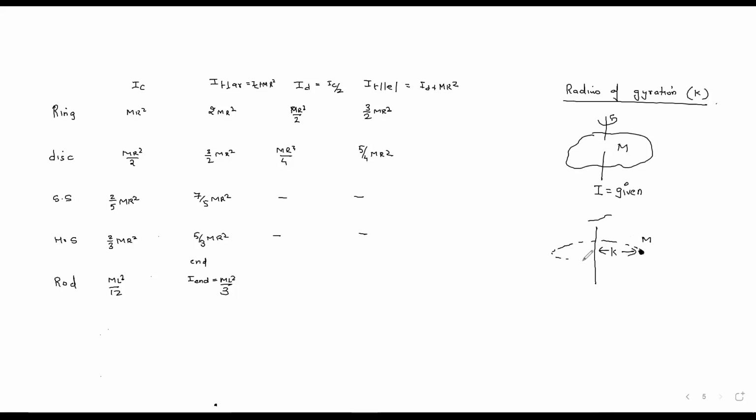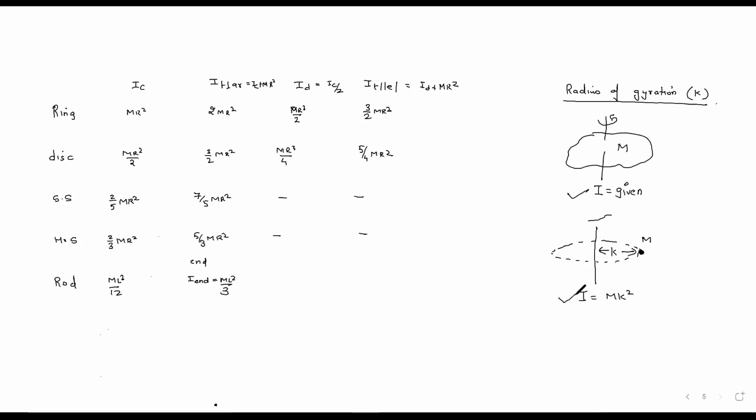Quickly, tell me. Hello, what is the moment of inertia of a single particle about a given axis? It is m k square, where this I and this I match.